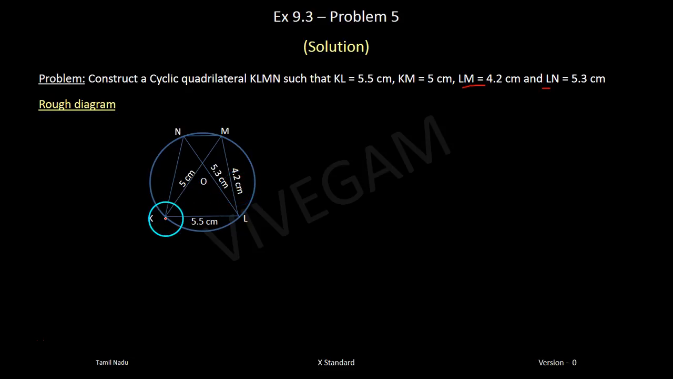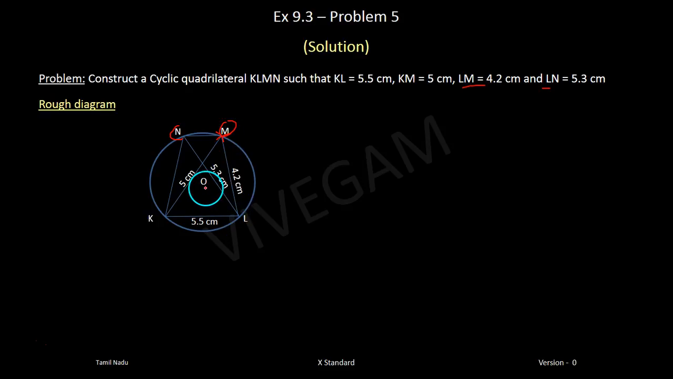First we'll have to draw KL as given, and they have given two measurements for M. They have given KM and LM. So with K as a center and 5 centimeters radius, draw one arc. With L as a center and radius of 4.2 centimeters, draw another arc. They both intersect at this point, and that point is M. Join KM and LM. So now LM and KL are two sides of the quadrilateral.